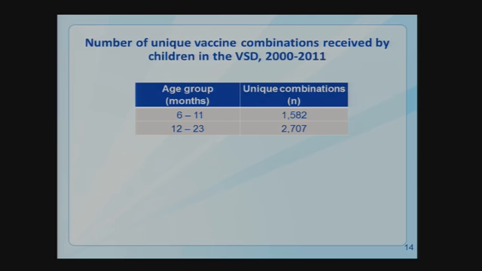We're also interested in vaccine combinations in this study. Looking at the entire VSD population in these age groups, the number of unique vaccine combinations received by children in practice is very large, over 2,000 different combinations when you consider unique products and unique formulations as separate types of vaccination.